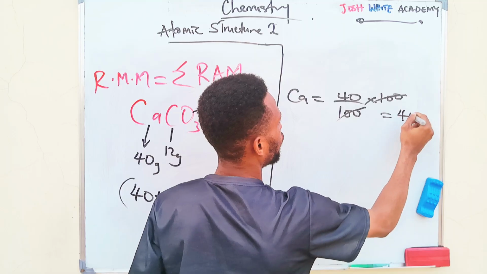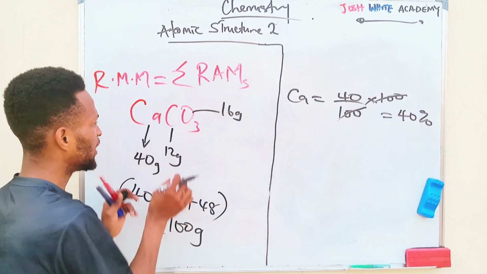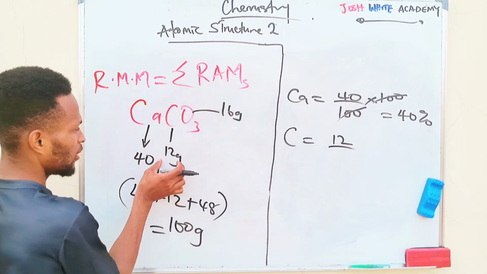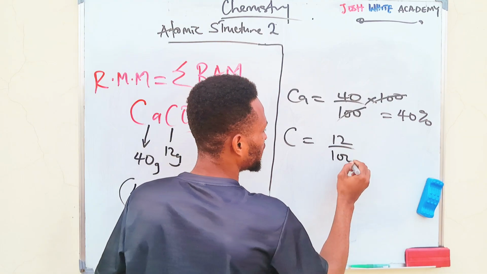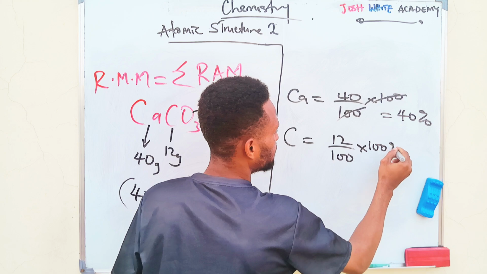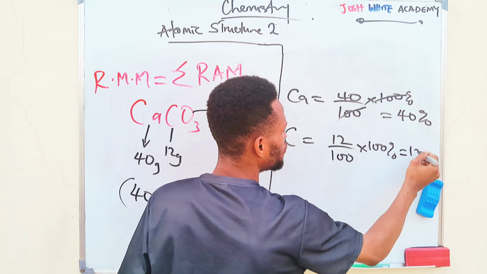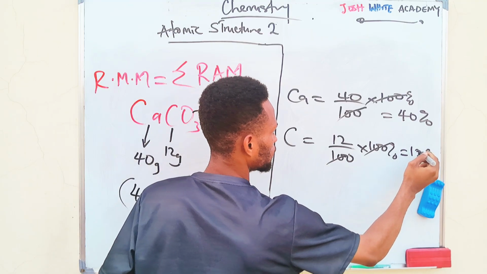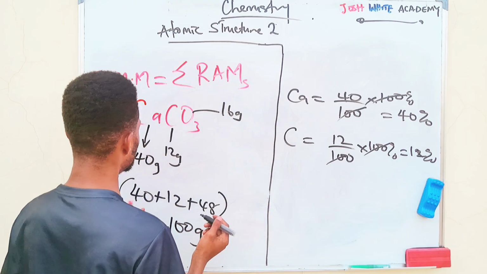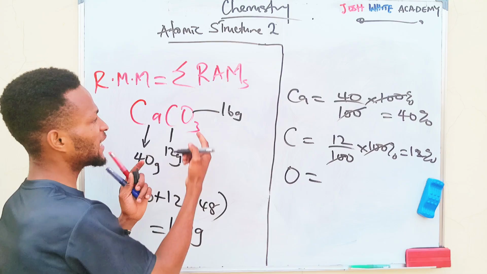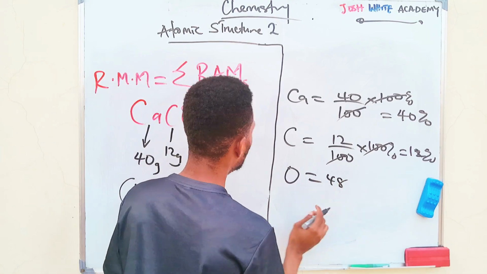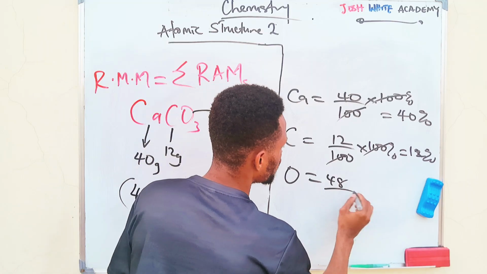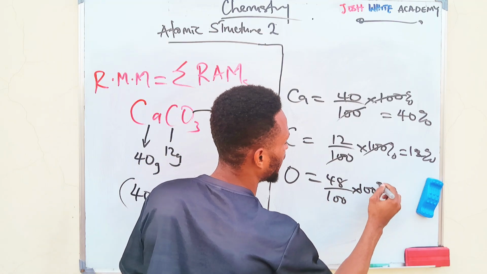This will give you what? 40%. Carbon is 12 all over the total, which is 100, multiplied by 100%, which will give you 12%. And lastly, oxygen. There are 3 atoms of oxygen, which is 48. Please don't use just 16, because this is not just O, this is O3. 48 all over 100 multiplied by 100%.